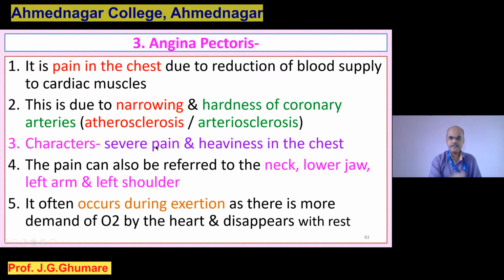What could be the characteristics? Severe pain. Maybe the pain will start in the middle of the chest and travel toward the left side. Heaviness in the chest, the person suffers with heaviness of the chest. This could be another characteristic. Now this pain will not be restricted here. It will start from the middle of the chest, from the heart, and go to the left side, to the left neck. Maybe it will go toward the lower jaw, left arm and left shoulder. They will show the pain there. Remember, this is the characteristic of angina pectoris.